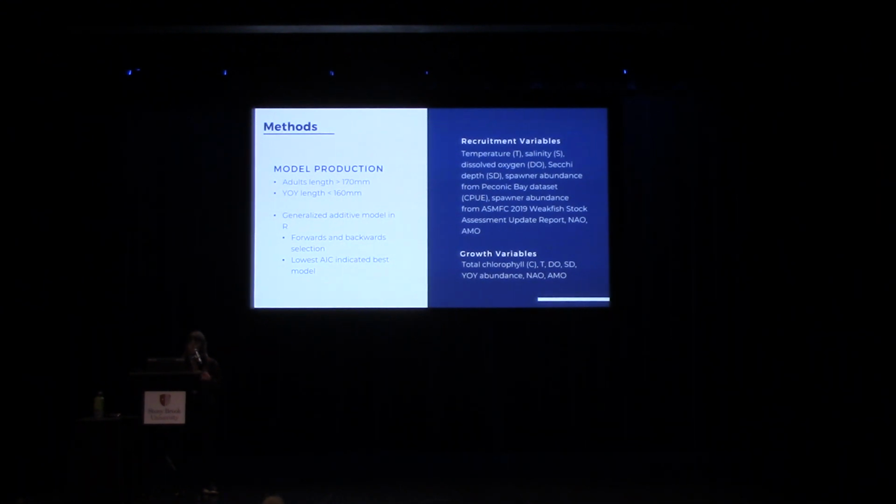So potential predicting variables that were included in both the growth and in just the recruitment model were temperature, salinity, dissolved oxygen, secchi depth, spawner abundance from the Peconic Bay dataset specifically, as well as spawner abundance from the ASMFC 2019 Weakfish Stock Assessment Update Report and NAO and AMO. And then for the growth model, the potential predicting variables were total chlorophyll, temperature, DO, secchi depth, young of the year abundance, and NAO and AMO again.